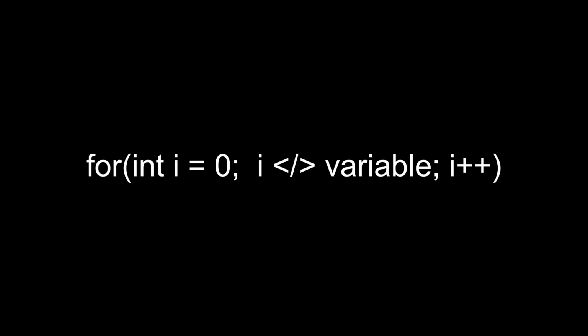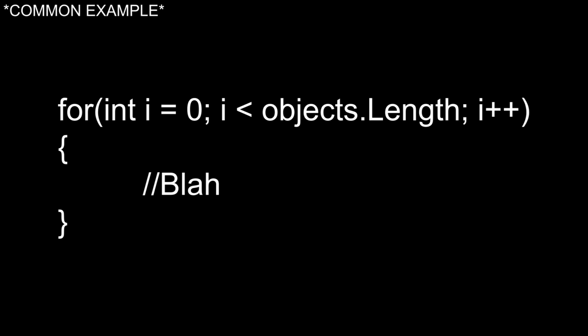For loops are set up the same as if statements, but usually seen with the following statement: int i = 0; i is less than or equal to variable; i++. This basically goes through a list and triggers the lines of code below on every object that meets the conditions. These loops are generally used when sorting through a list, where i is less than the length of the array.